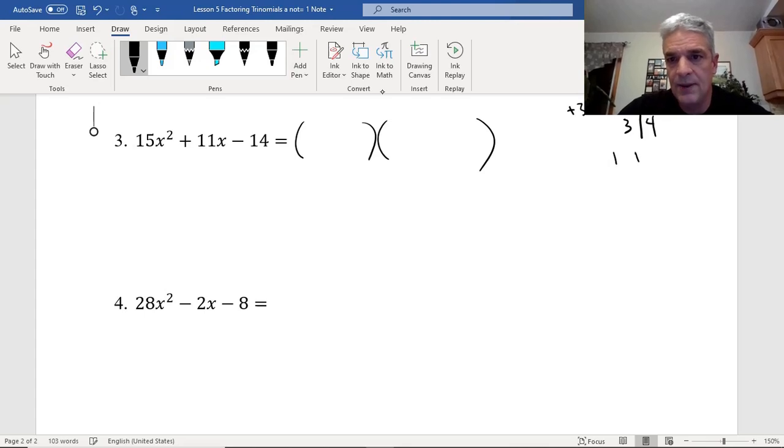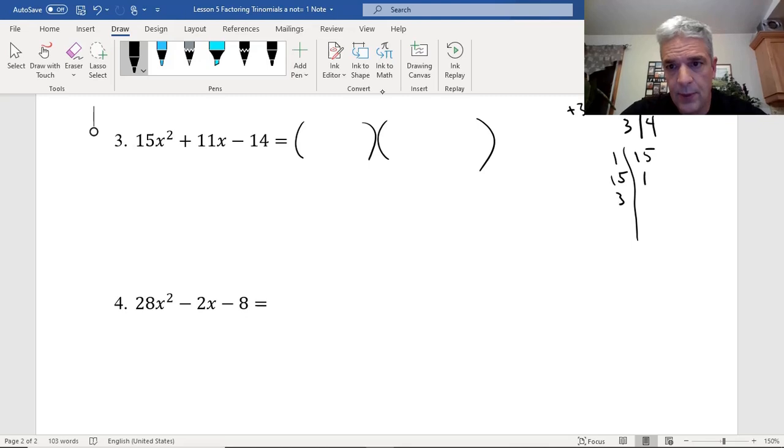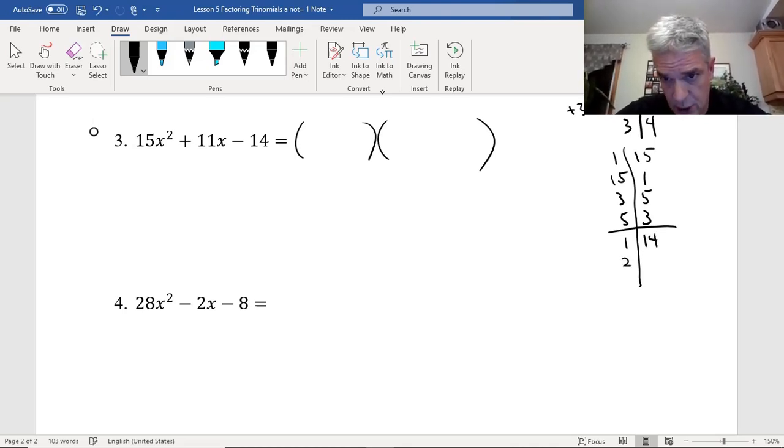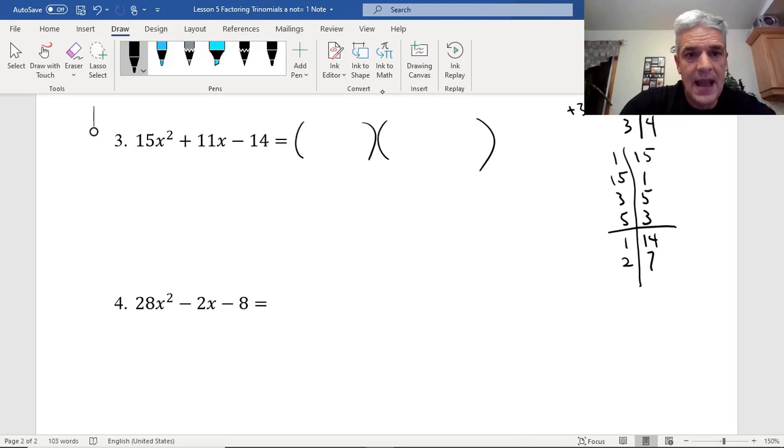So I go 1 and 15, 15 and 1, 3 and 5, 5 and 3. Those are the factors of 15. And then on 14, I got 1 and 14 and 2 and 7. Now, again, I'm looking for a difference. This tells me here difference, okay?